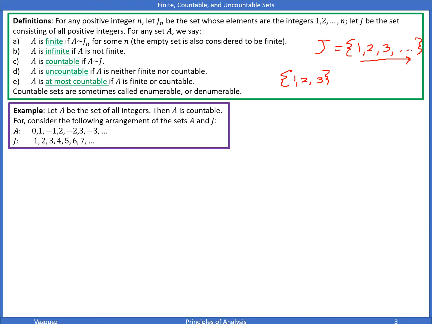Here's a little example. Let A be the set of all integers. We can show that that is countable, right? And we just consider the following arrangement of the sets A and J. So here, 1 with 0, 2 and 1, 3 and -1, 4 and 2, 5 and -2, 6 and 3, 7 and -3. And we just continue in that fashion. So next would be 4 and -4, 5 and -5, so on and so forth. And we could always do a bijection, a one-to-one correspondence between A and J, thus showing that A is countable.